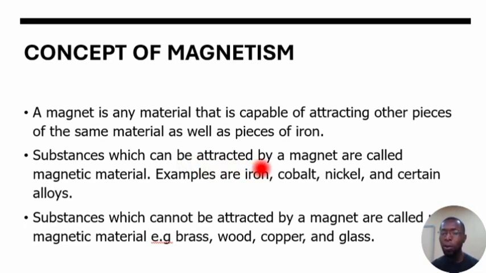These substances are called magnetic materials. Any material that is attracted by a magnet is known as magnetic materials. Examples of such are iron, cobalt, nickel, and certain alloys of iron. On the other hand, substances that cannot be attracted by a magnet are called non-magnetic materials. We have examples like brass, wood, copper, and glass.